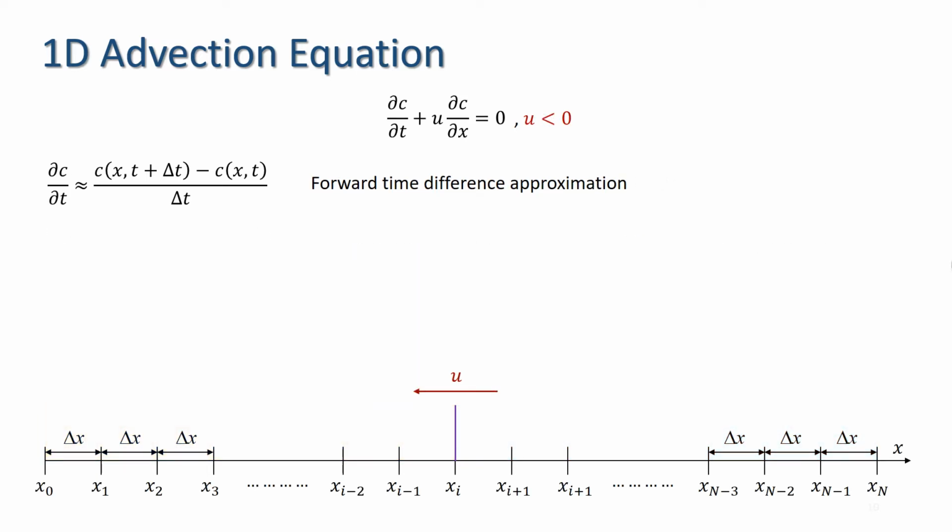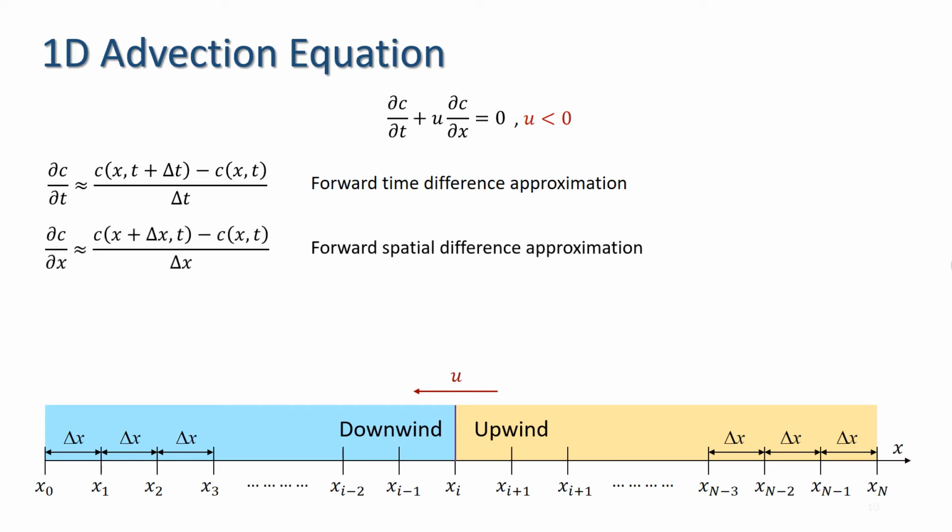However, if u is negative, then the upwind side is to the right of x_i, and the downwind side is to the left. In this case, we would use a forward difference approximation to the spatial derivative to form an upwind scheme.